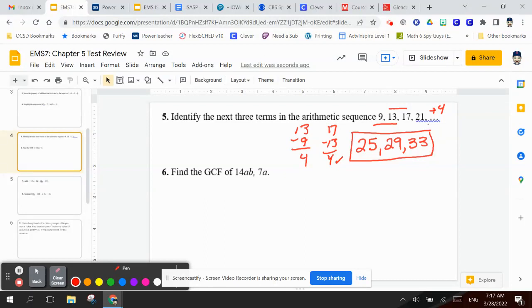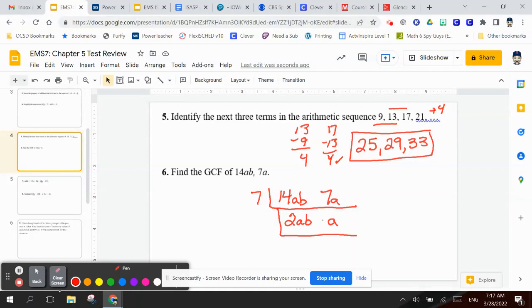Number 6 is find the greatest common factor of 14ab and 7a. So I'm going to use my pineapple upside down cake method. 14ab and 7a. We want to find a common number or variable that goes into both. So I know 14 and 7, I know 7 is a common factor. So what can I multiply by 7 to get 14ab? That's going to be 2ab. 7 goes into 7 once, so I'm left with a.